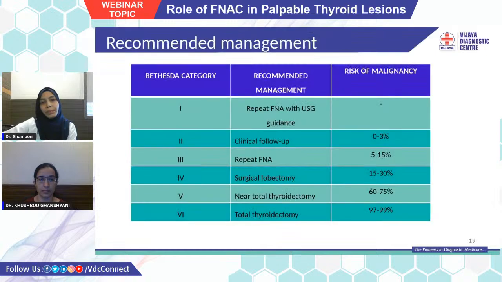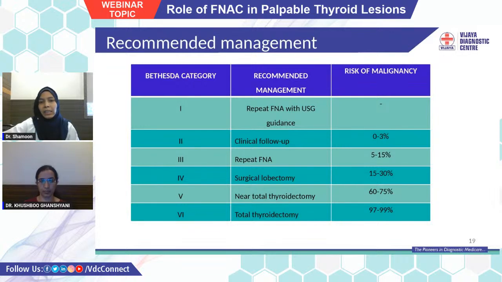Now, let us see the recommended management in all these Bethesda categories. If the lesion falls into category 1, the recommended management is repeat of FNAC with USG guidance. And clearly, there is no risk of malignancy because we are unable to diagnose it itself. Then the second category shows clinical follow-up is indicated, and if advised, repeat FNA under USG guidance. It has 0 to 3% risk of malignancy.